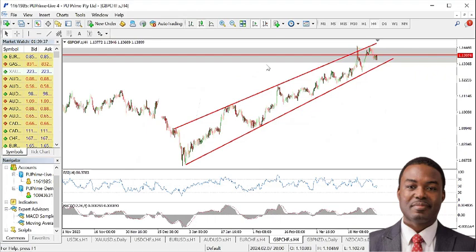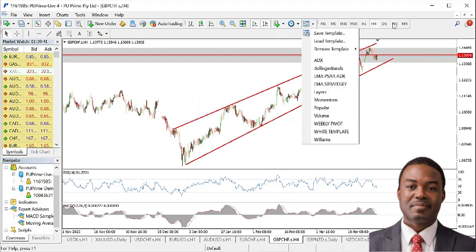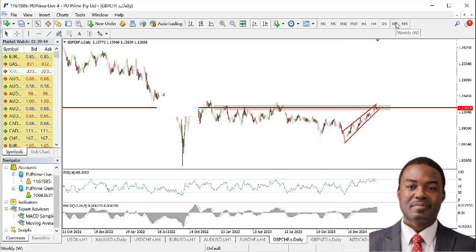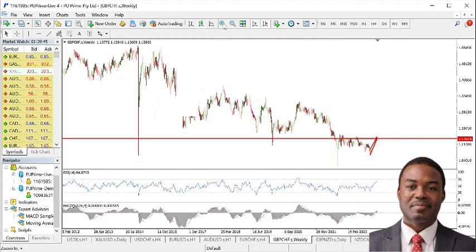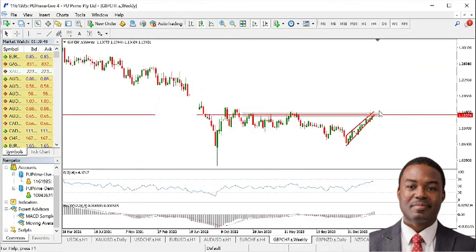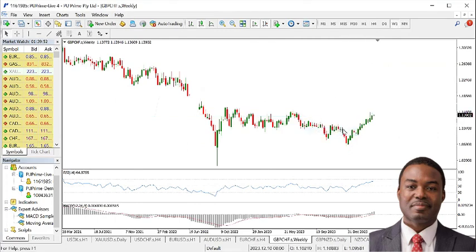And the next is the GBP CHF. For the GBP CHF, let's start from the weekly time frame. We can see that price hit a resistance zone last week, and technically we are expecting a bearish breakout this week.